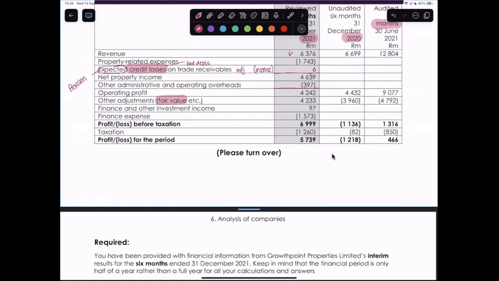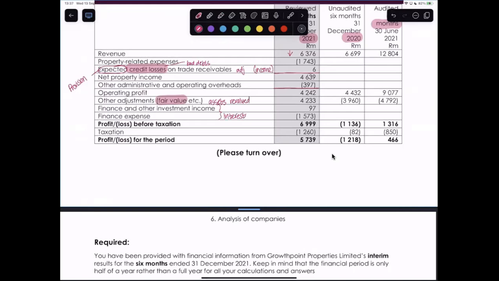Fair value adjustments basically means that items were revalued. Your assets might have been revalued because they were actually worth more than what you paid. And although we do work on historical cost, it is possible to have objective valuations and then do an adjustment for fair value. And then obviously you can see your finance and other investment income and your finance expense. In other words, this is your interest income and your interest expense. Those are just the nice terms for it.